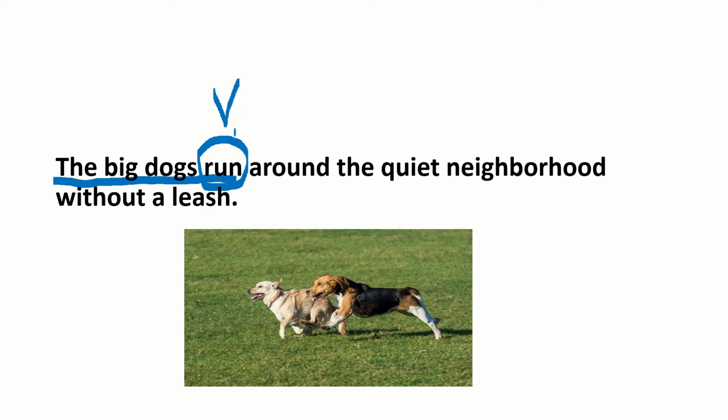Okay, next question. Who or what is running? The dog is running. So that's the core of the sentence. So the subject and the verb is dog ran. All the other stuff about the quiet neighborhood or without a leash, that's just additional information added to the sentence. Let's take a look at another example.